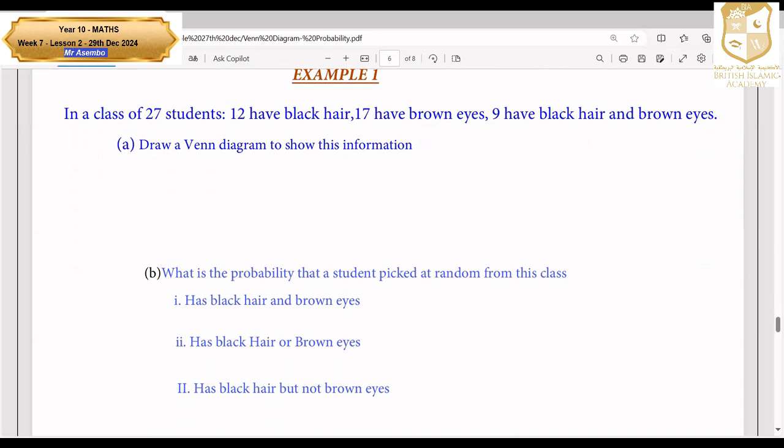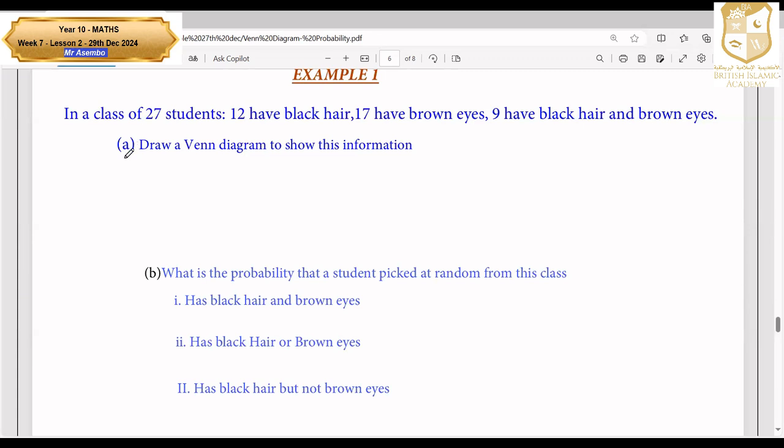Now we have 27 students in a class, and out of these 27 students, 12 have black hair, and 17 have brown eyes. And then we have 9 students who have both black hair and brown eyes. Now, for us to calculate the probability, we need to put all this information on the Venn diagram. Now, remember, we have 27 students. So our sample space is going to be 27.